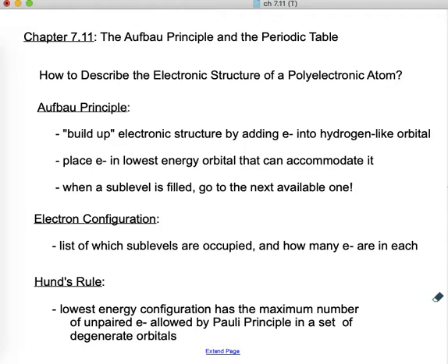Hund's rule basically says when you are placing electrons into a sublevel, place 1 electron in each empty orbital with the same spin. Only go back and pair up electrons in an orbital when you need to. And when you do that, they must have opposite spins. That will give you the maximum number of unpaired electrons. So let's do an example of this.